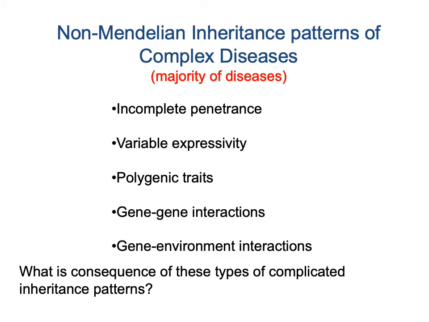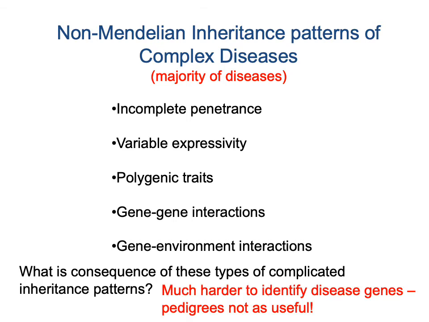Polygenic traits means that multiple genes contribute to the disorder. Individuals can have gene-gene interactions. We know that genes work in pathways, so depending on an individual's overall genotype, as that varies from one family member to another, they may have different phenotypes. And lastly, the environment certainly interacts with genes.